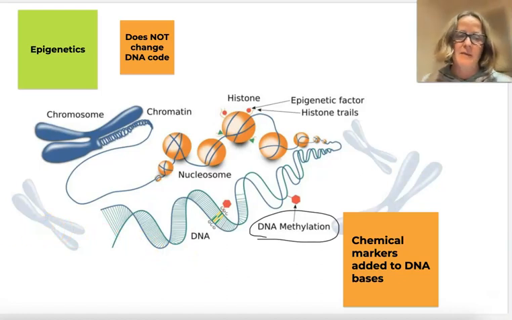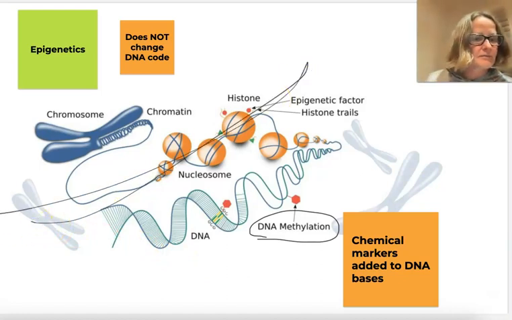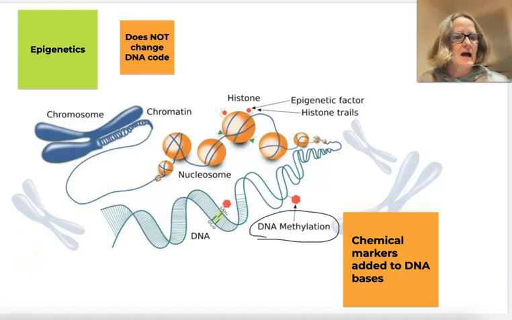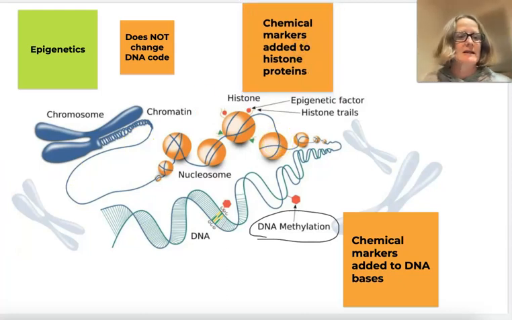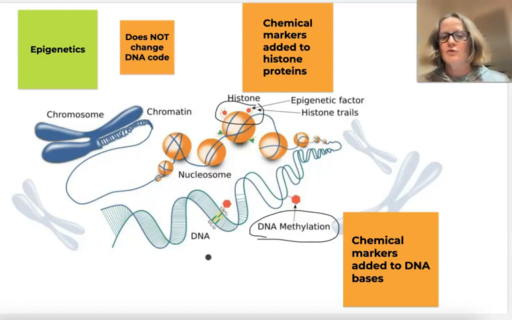Or sometimes with epigenetics, you can get chemical markers added to the histone proteins, and you can see that in this little area here. So the histone proteins, if you remember, are the proteins around which DNA is wrapped. And if you add molecules to the histone proteins, you actually secure the wrapping. So you can't unwrap the DNA, and that means you turn off and make a gene inaccessible, whereas it was accessible without the epigenetic factor added to the histone protein.